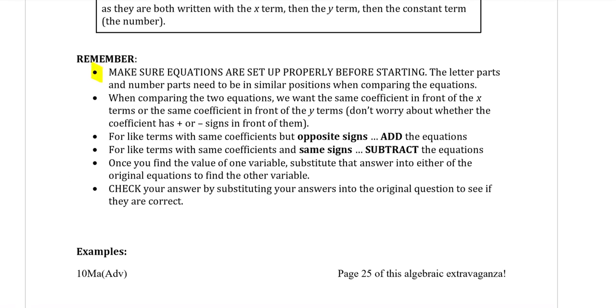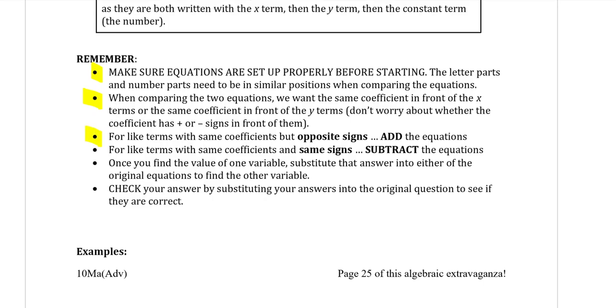First of all, make sure that the equations are set up properly before starting, which means that you want them in the same position. So whether that's x, y's equals number or x, y's, constants equal number, both equations have to be in the same order. Then compare the two equations. We want the same coefficient in front of the x terms or in front of the y terms. We don't worry about plus or minuses. As long as they both have a 5 in front of them, for example, they both have the same number, then we'll be able to use the elimination method.